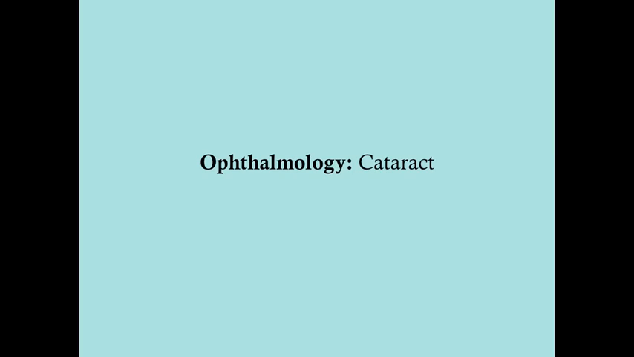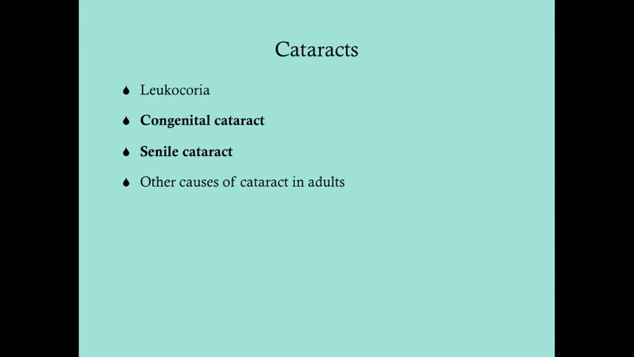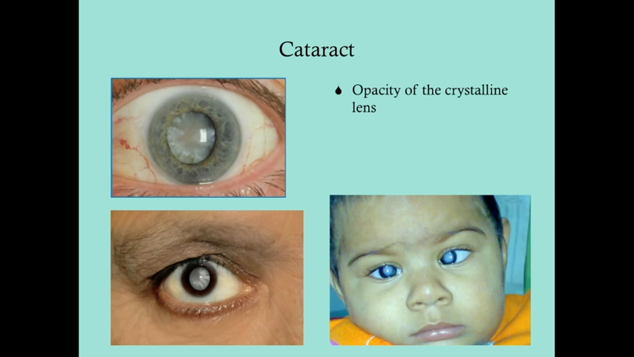We'll discuss cataracts here. I briefly want to cover some introductory material, including what cataracts look like, and leukochoria, which is usually the presenting sign of cataracts. We'll talk about the congenital cataract, which presents in children, usually newborns, the senile cataract, which is the most common kind of cataract that you typically see in adults, and then some other causes of cataracts in adults.